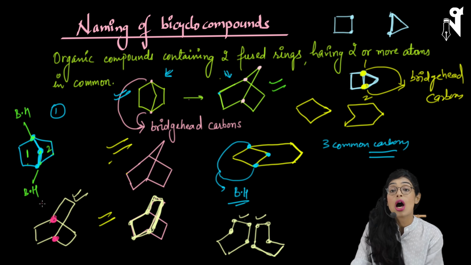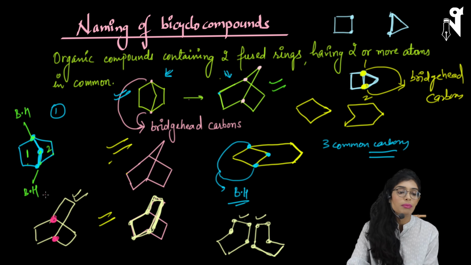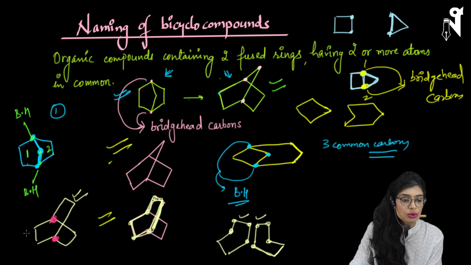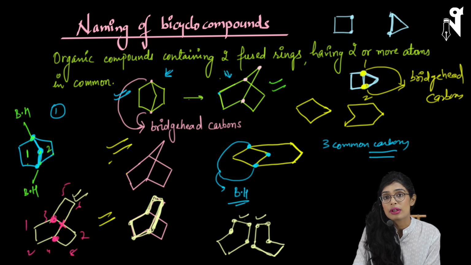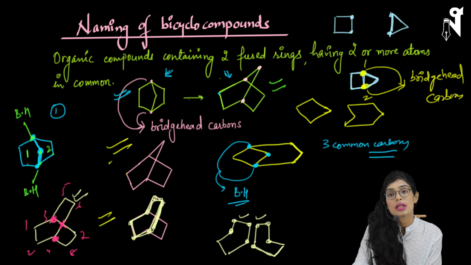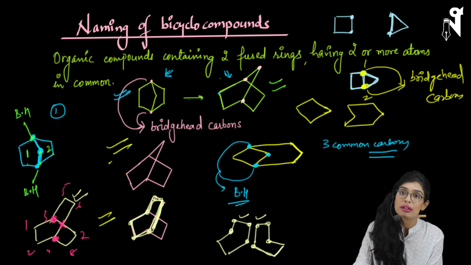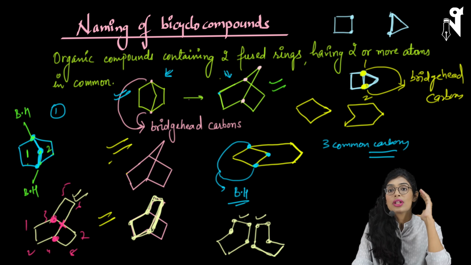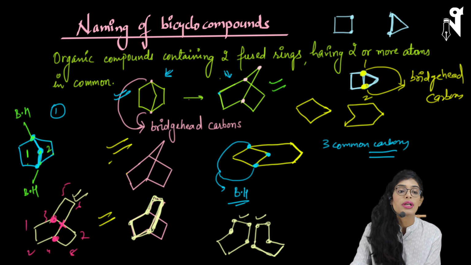How many carbons are there in total in this bicyclo compound? 1, 2, 3, 4, 5, 6, 7, and 8. Mind it, this intersection doesn't mean anything. There is no carbon over here. Please understand, intersections do not mean carbons. You have to be very careful while marking the carbons. So you have to visualize. Without visualization, you won't be able to understand where the carbon is and where it is not, and then you'll start marking randomly.